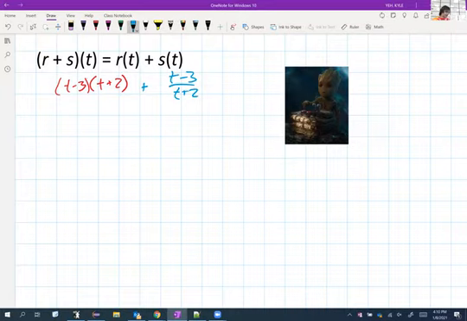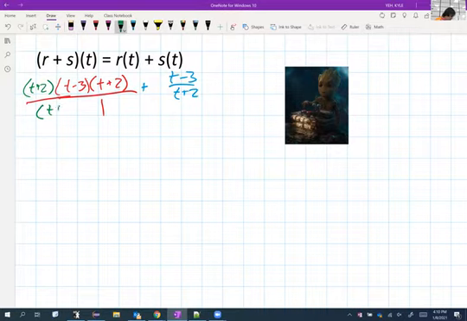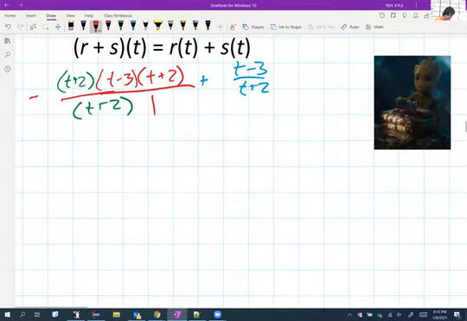How do we add fractions? Well, remember, we need to get them a common denominator. Right now they don't have that, so I'm going to multiply this left-hand one by t plus 2 on top and bottom, because now I will have a common denominator. We've done this before, we'll do it again. Let's see where it gets us.